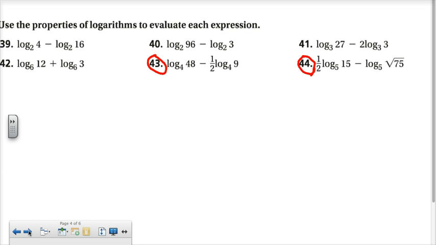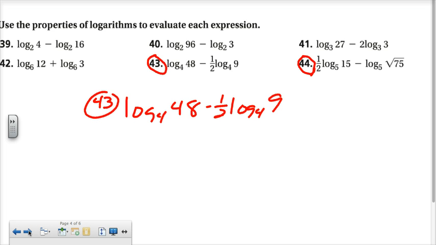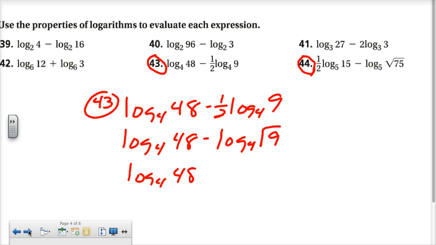Then number 43 says use the properties of logarithms to evaluate each expression. Now these are a lot of fun because with these what we're trying to do is get an answer, a number that we can use here. So with 43 we have the logarithm base 4 of 48 minus 1/2 the logarithm base 4 of 9. And that 1/2 got my attention because that's supposed to be a power, and it's a power of 1/2, which means it's a radical, which is the square root of 9. So this is the logarithm base 4 of 48 minus the logarithm base 4 of 3.